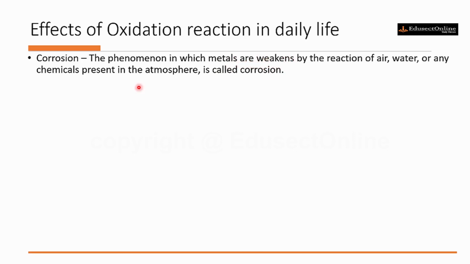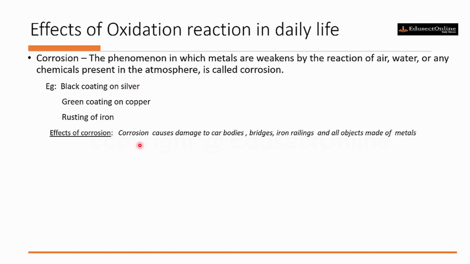For example, black coating on silver, green coating on copper, rusting of iron. So here, when these metals are exposed to air, water or any chemicals in the atmosphere, a layer of metal oxide is formed on them, which weakens its property. Effects of corrosion are: corrosion can cause damage to car bodies, bridges, iron railings and all objects made of metals, especially those made of iron.